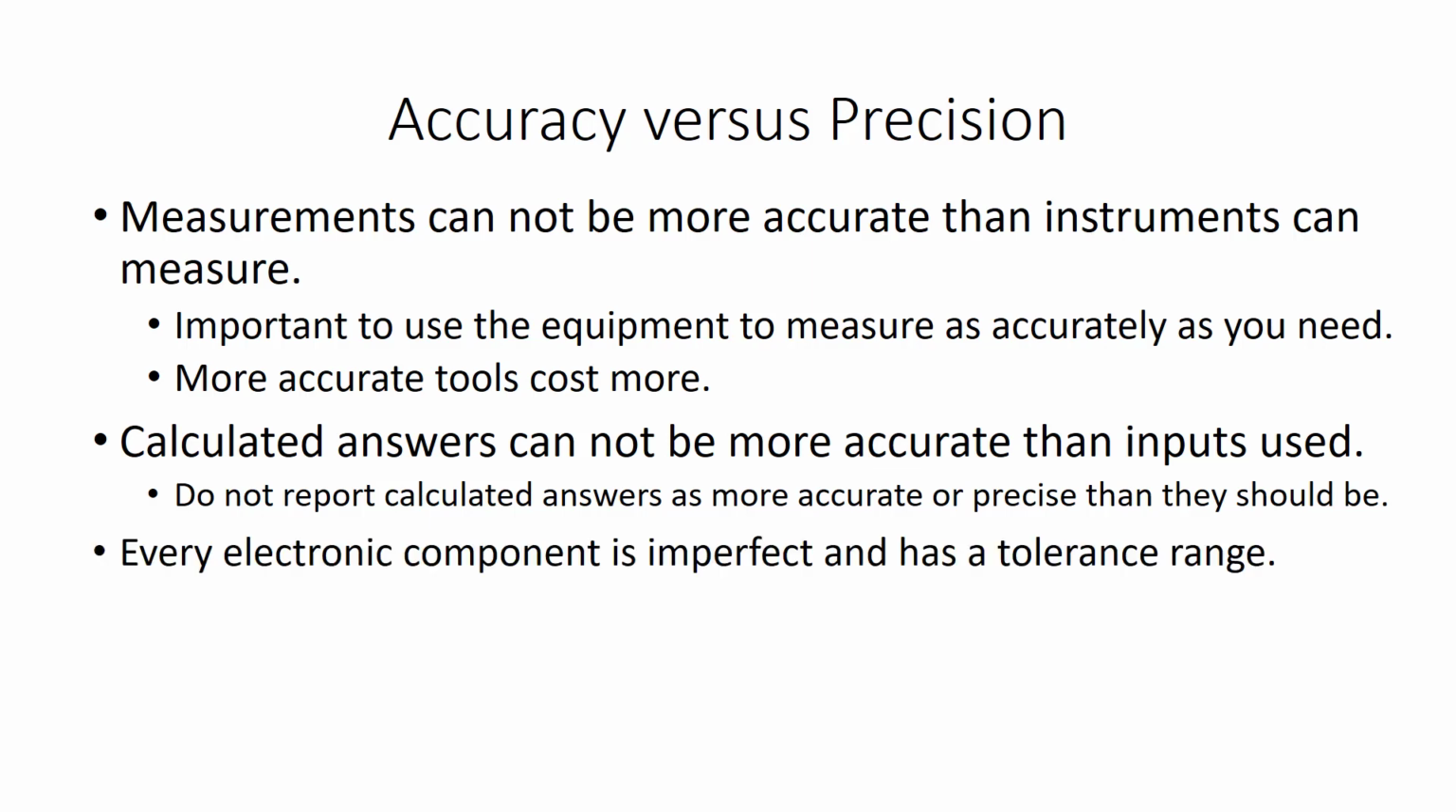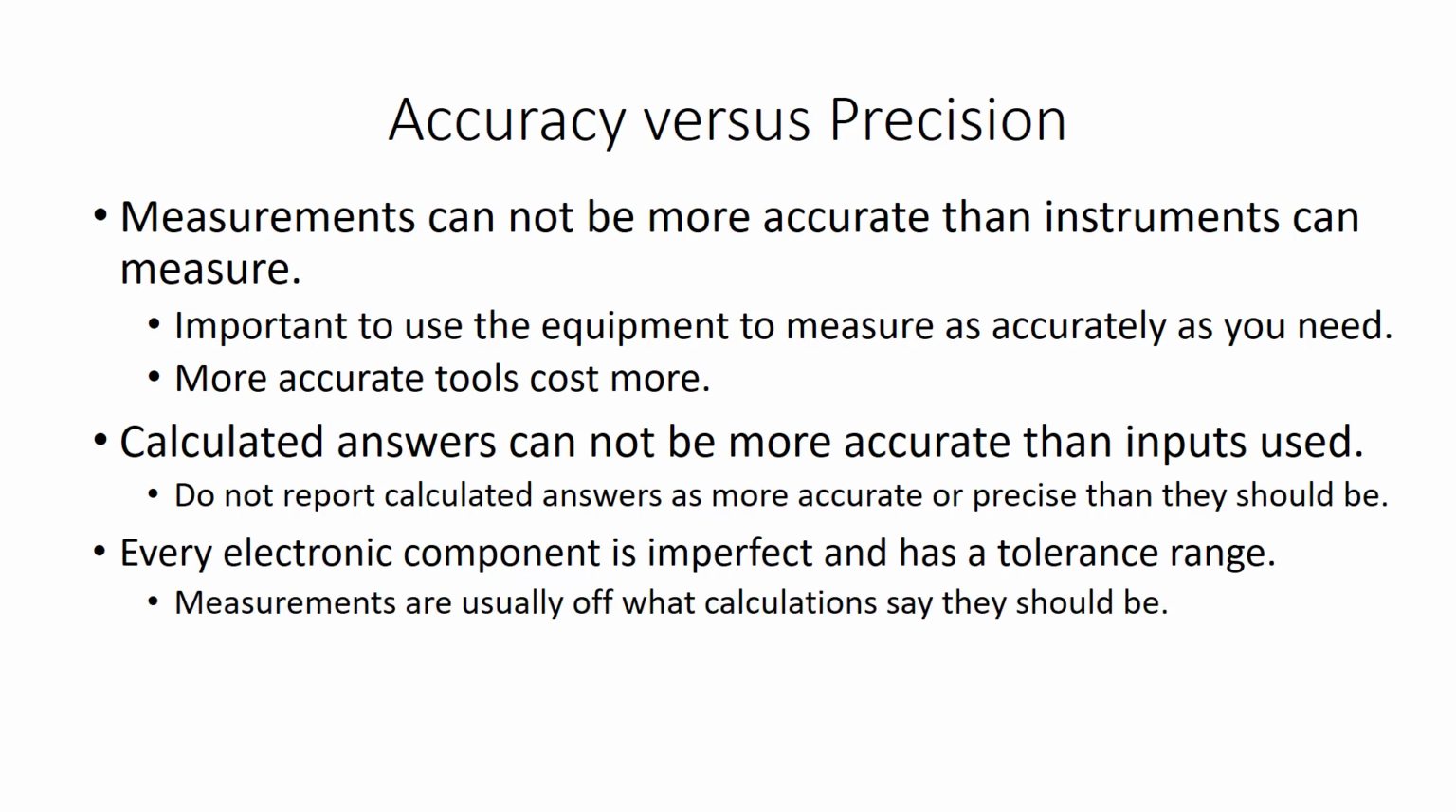Also, every electronic component is imperfect and has a tolerance range. For example, you may have a resistor that's a 100 ohm resistor. However, it may not be exactly 100 ohms. Every resistor has a tolerance range, whether it's plus or minus 5%. So it could be anywhere from 95 ohms to 105 ohms. Or maybe it's plus or minus 1%. It could be a little more accurate. But there will always be a tolerance range.